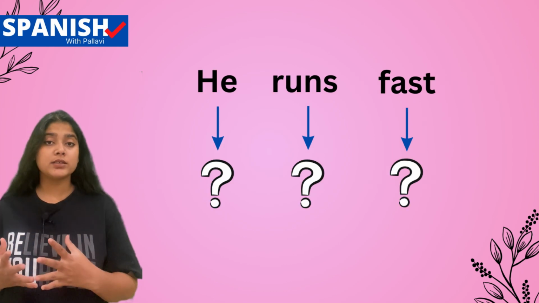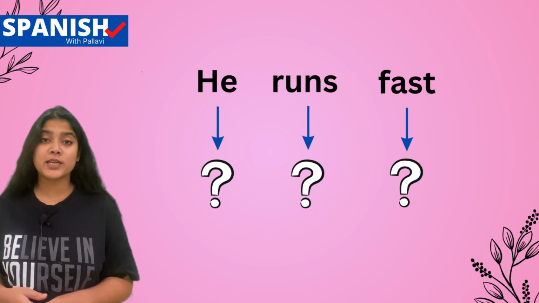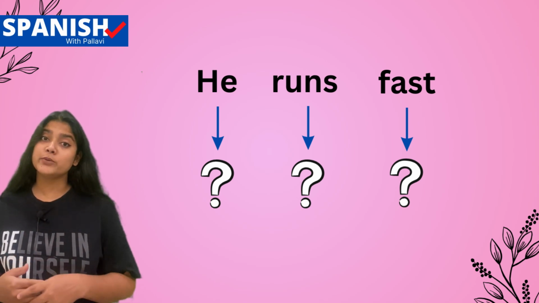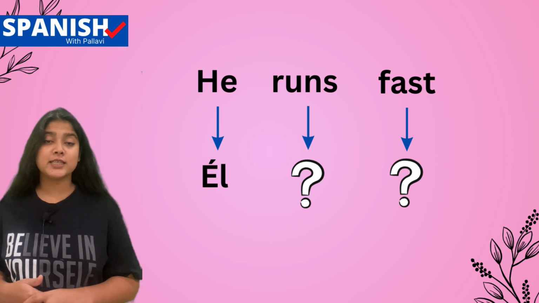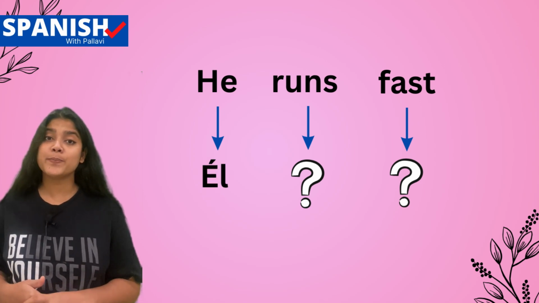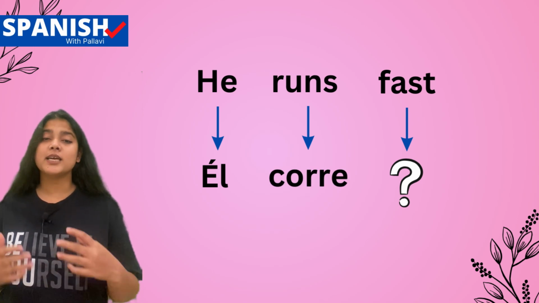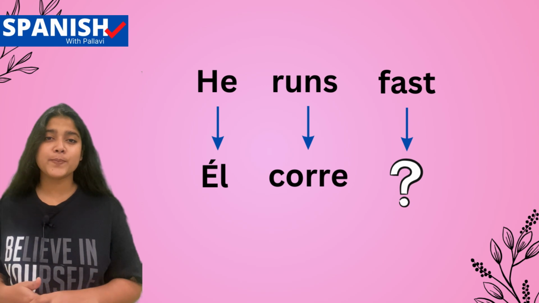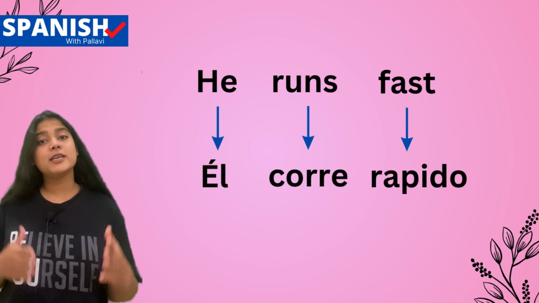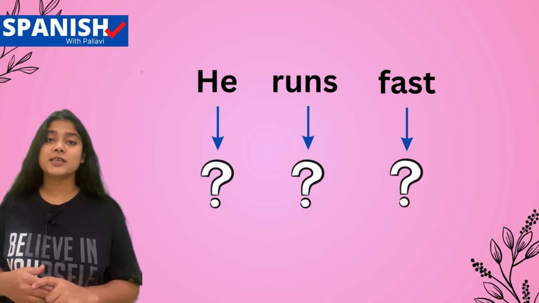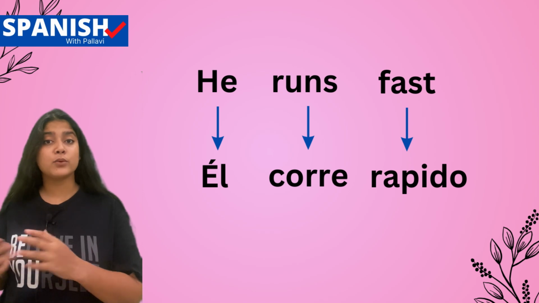He runs fast. How do we say that in Spanish? So one by one we'll do it. He in Spanish will be él. Runs will be corre. Fast will be rápido. So the whole sentence will be: he runs fast. Él corre rápido.